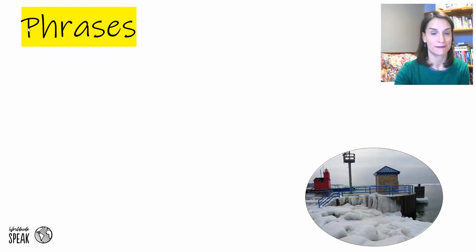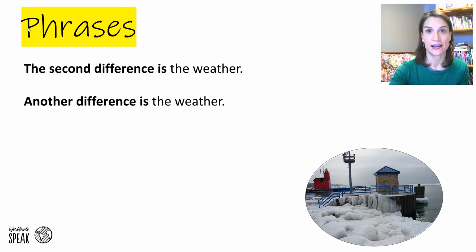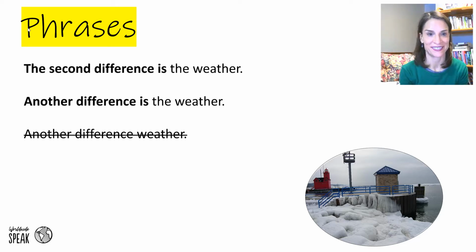Now, if we're going to go on and continue listing points of comparison, we can make them like this. The second difference is the weather. Or I might say another difference is the weather. This is like an additional difference, but I'm not specifically naming if it's difference number 2, difference number 3, difference number 4. Another difference, like one more difference, is the weather. But you hopefully will not write a sentence like this: another difference, weather. There are a number of problems here, but the most important problem here is you need to use "is". This sentence doesn't have a verb. Another difference is the weather.